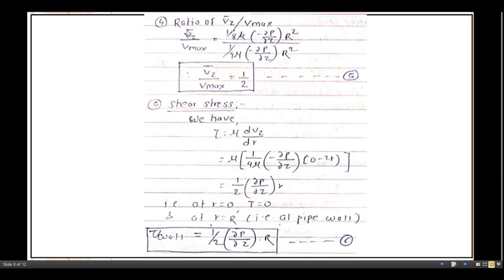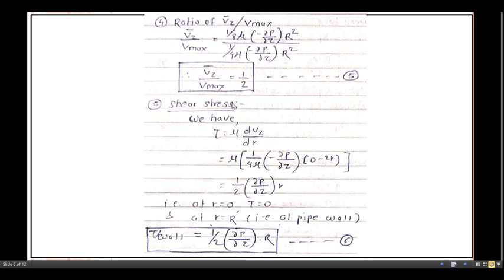Then the ratio of the Vz bar by the maximum velocity: you can get Vz bar by Vmax equals 1.5. Other terms get cancelled, only the half term will remain here.